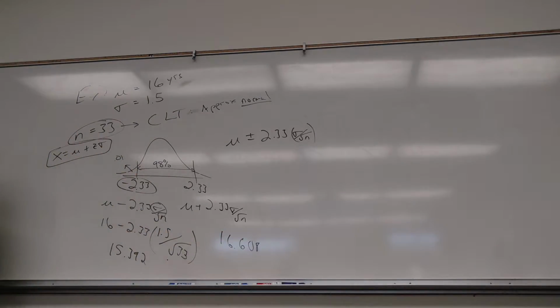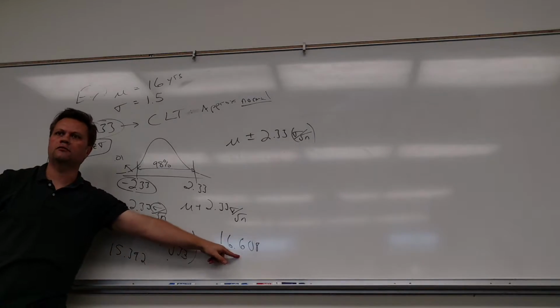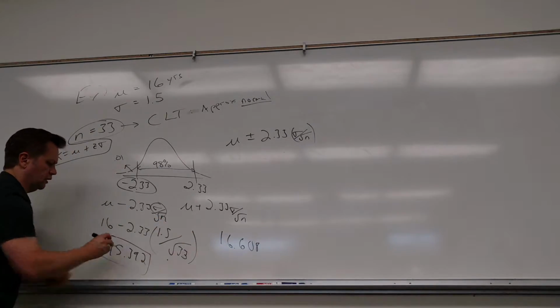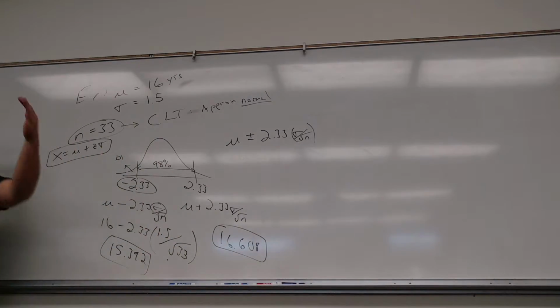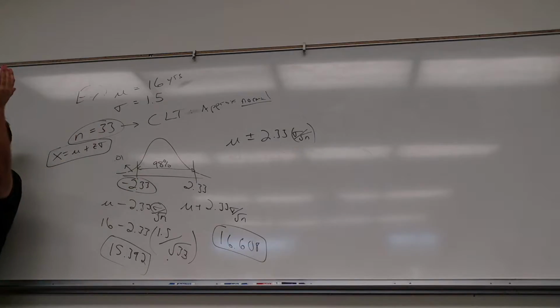Yeah. Because it's symmetric. So the amount that I went down from 16 is the amount that I'm going to go up from 16. So I'd say between 15.392 years and 16.608 years catches 98% of the people. 98% of the people are between those two. That's what that means physically in the real world.